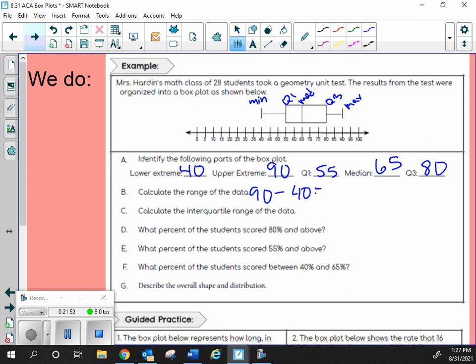Subtract them. Okay, class, what do we get when we subtract those? 50. Very good. It's good to label it for when you look back, because if you just wrote 50 you'd wonder where it came from. That's the range of the data. That's not saying they got an average of 50. It means the range of their scores was 50, which also isn't good.